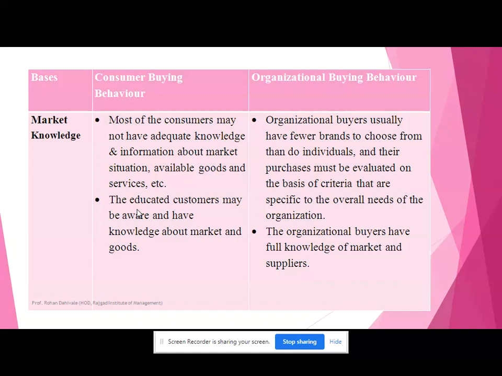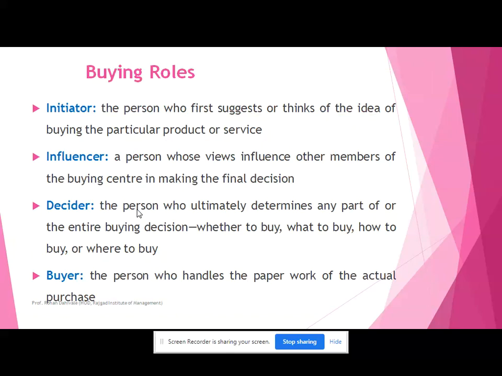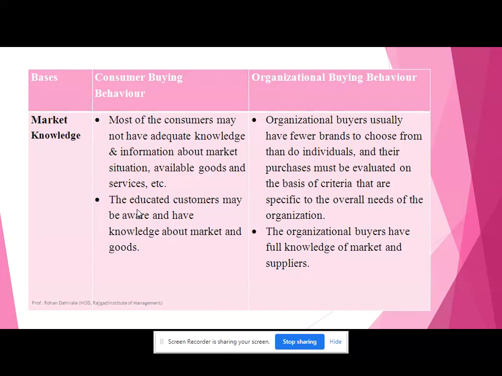In case of organization buying behavior, organization buyers usually have fewer brands to choose from than individuals. So here they have less choice, and their purchase may be evaluated on the basis of criteria that are specific to the overall needs of the organization. Moreover, the organization buyers have full knowledge of the markets and of the suppliers. So they have the list of suppliers and the list of markets. So this is about the difference between consumer buying behavior and organization buying behavior.